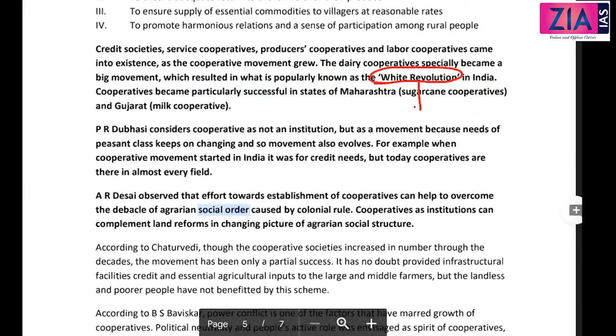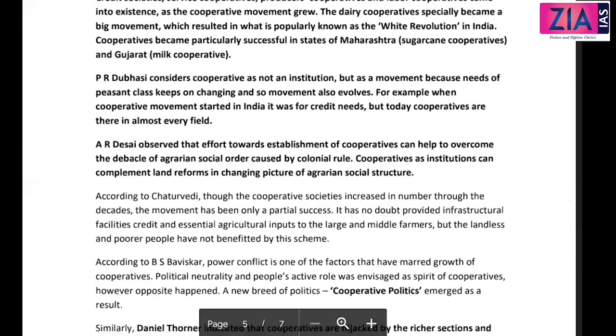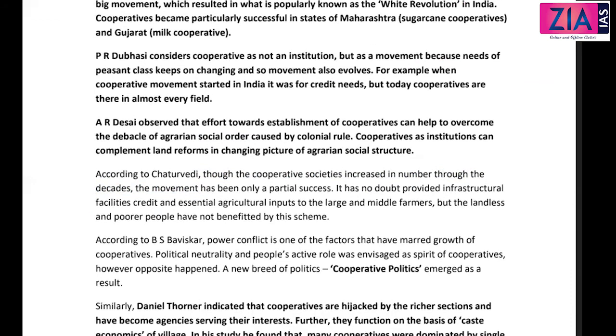Guys, does anyone know what the pink revolution is? Just refer to it, this was asked in the 2014 mains in the GS paper. At that time, rarely even 5% of the people knew the answer. Cooperatives became particularly successful in states like Maharashtra, with sugarcane cooperatives, and milk cooperatives in Gujarat, etc. Meat, shrimp actually. Okay.